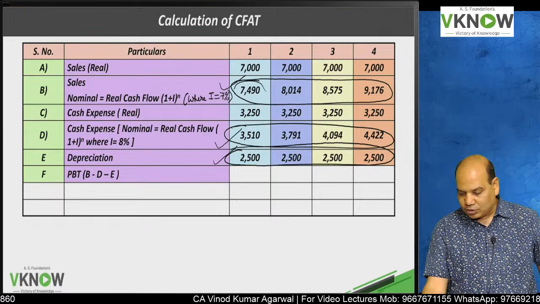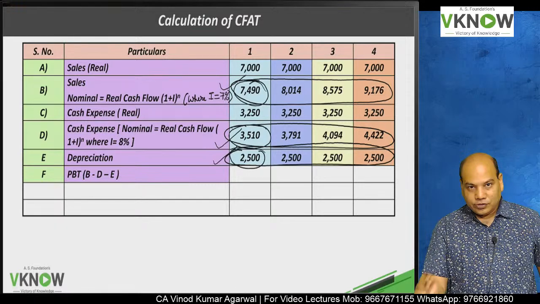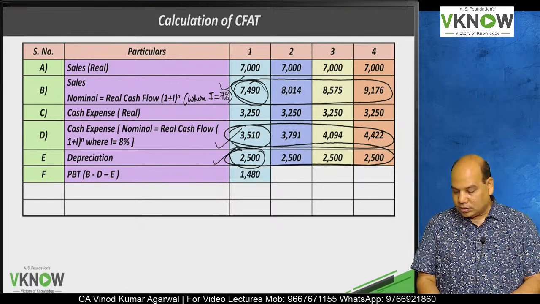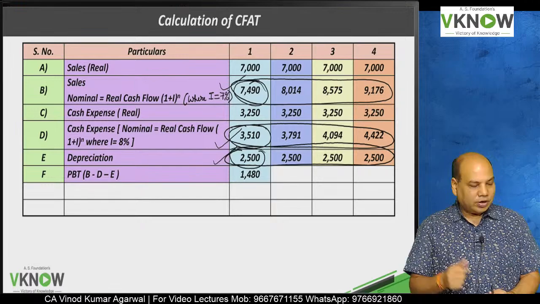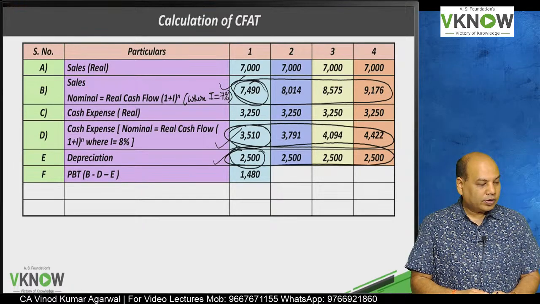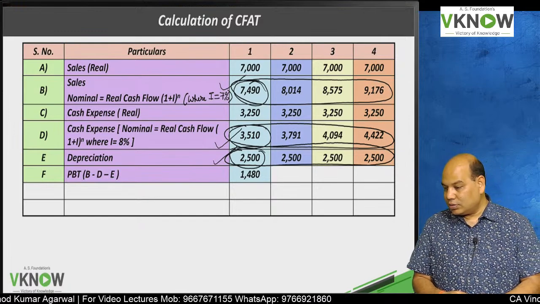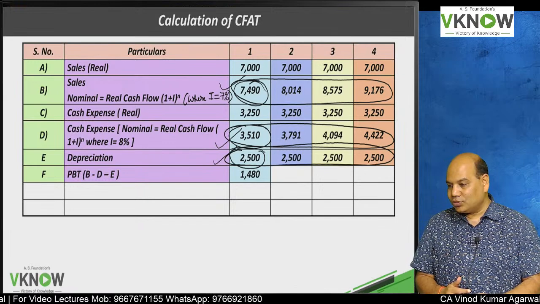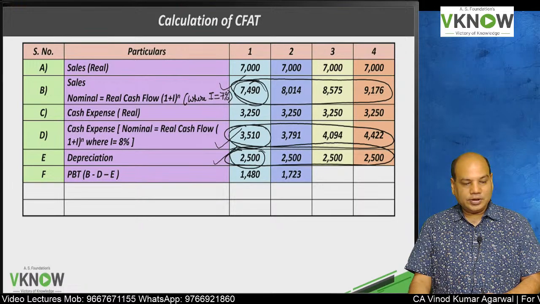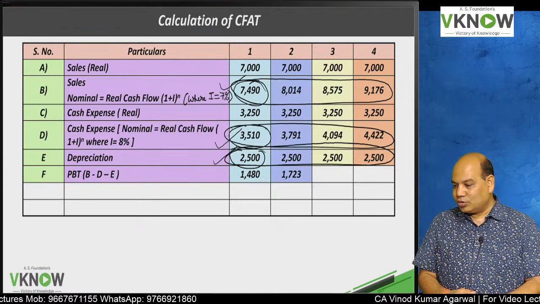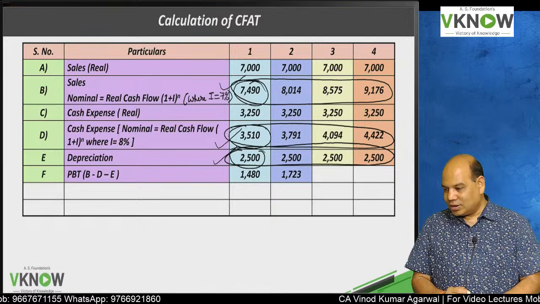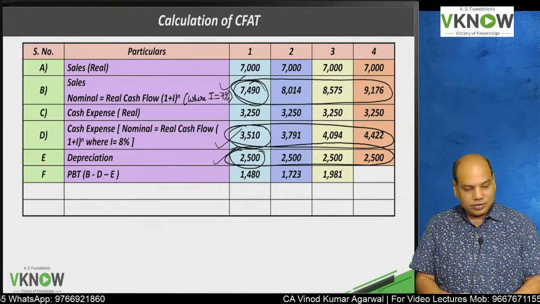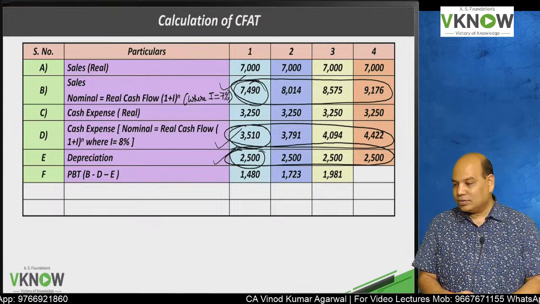Please take on your calculator 7490 minus 3510 minus 2500. So would you please calculate? Yes, PBT was right. Very good. First column is 1480. Can you reply second column? This computer will not move unless you reply. 1723. It is programmed like this. Once you reply, then it takes the number. Third year, 1981. Yes, next. Fourth year, 2254.